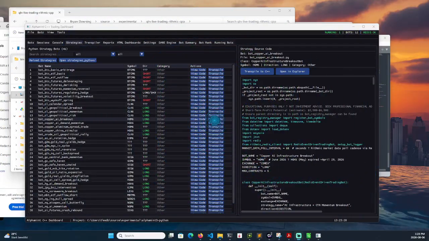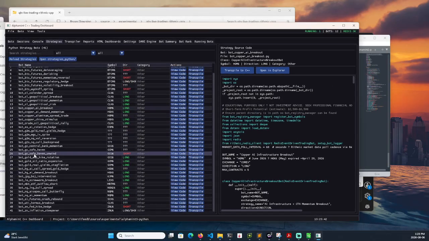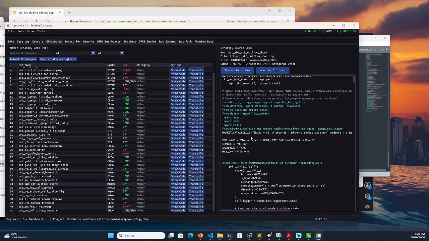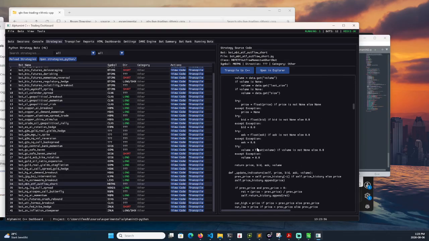Yeah, so let me go back to the code, to the screen here. All right, so in here, I just do this. So here's the code for this particular strategy, the bot copper AI breakout. I can choose another one here. Okay, let's say I go like a, I don't know, a micro Bitcoin. So there's a source code as well, all in Python. Okay, generated in Python, so that's all fine.